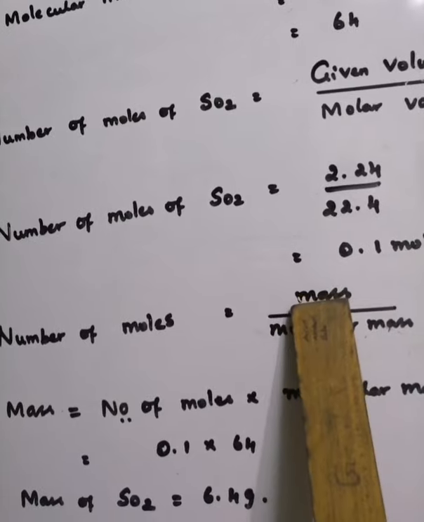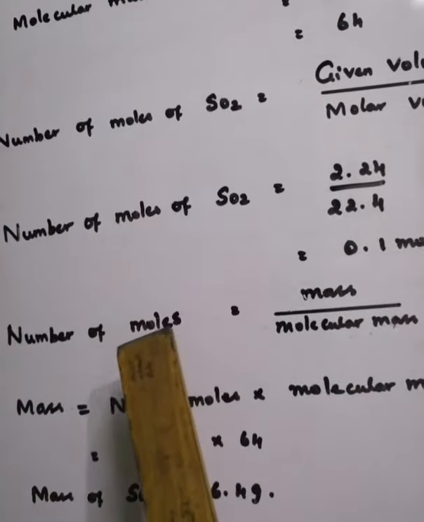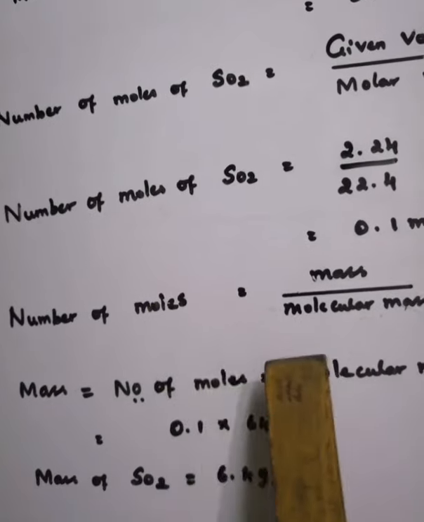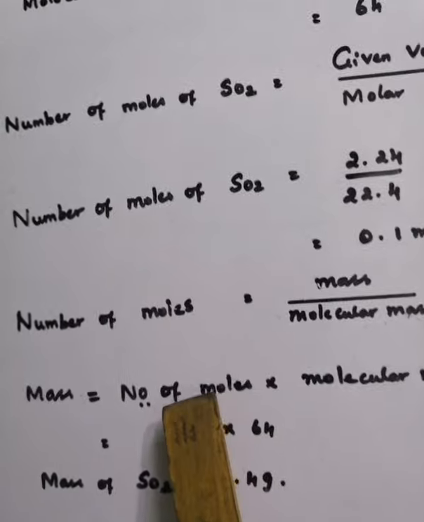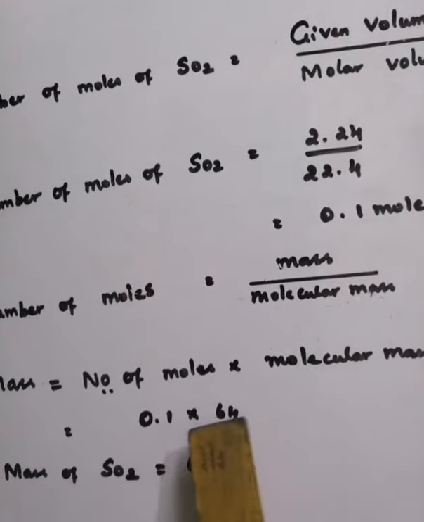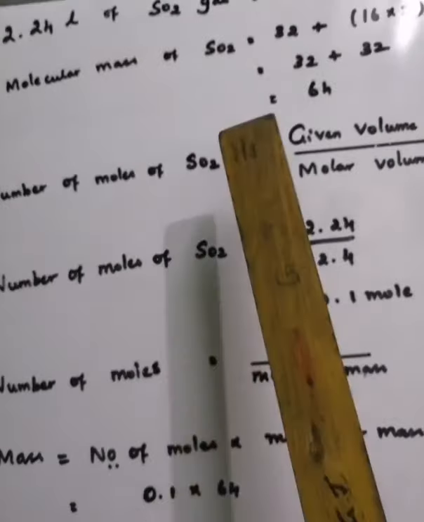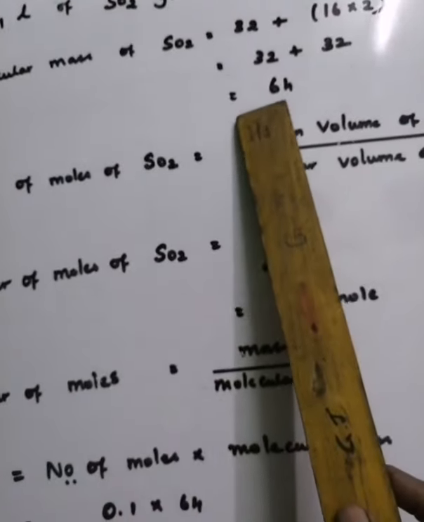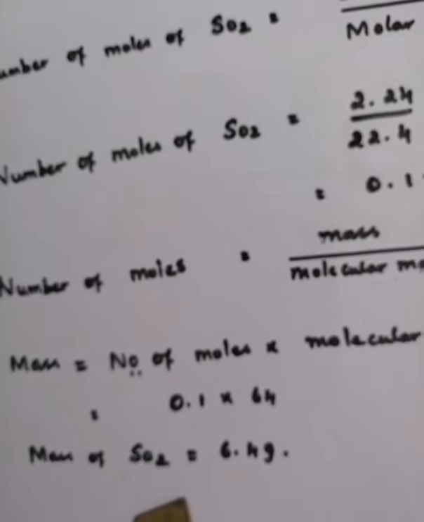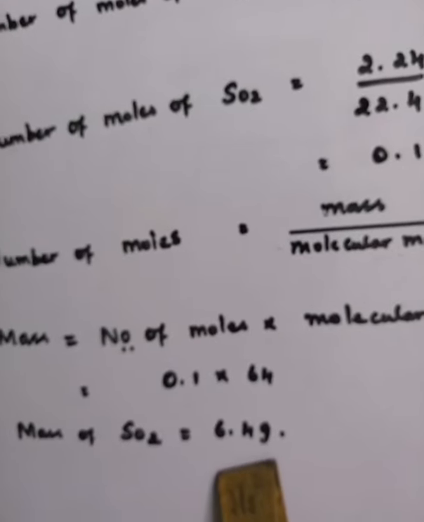So, rearranging the formula, mass is equal to number of moles into molecular mass. Rearranging the formula, you will get this formula. Number of moles you have found out as 0.1, and you have found out already the molecular mass of sulfur dioxide is 64. Substituting here, mass of sulfur dioxide is equal to 6.4 gram you are getting.